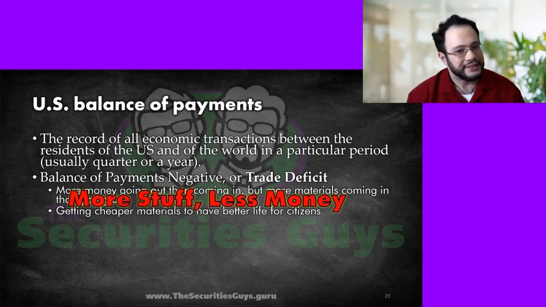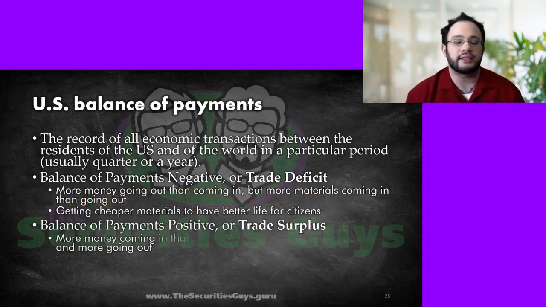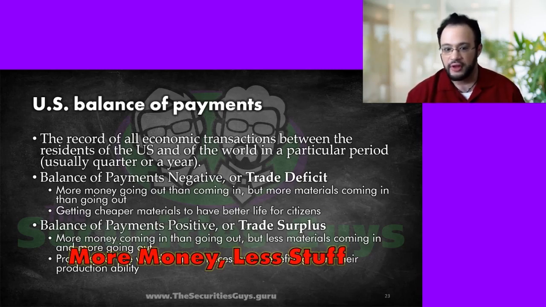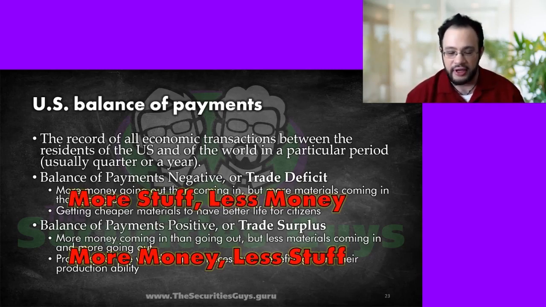More stuff, less money. The other side is the balance of payments being positive, or a trade surplus. More money coming in than going out, but less materials coming in and more going out. The producer of the world, not necessarily benefiting from their own production ability. More money, less stuff. The trade deficit is more stuff and less money. Everyone watching this must have seen enough of the news over the past 20 years to recognize that if we're talking about actual trade deficits and surplus, the U.S. has a trade deficit with China. China has a massive trade surplus with the United States.